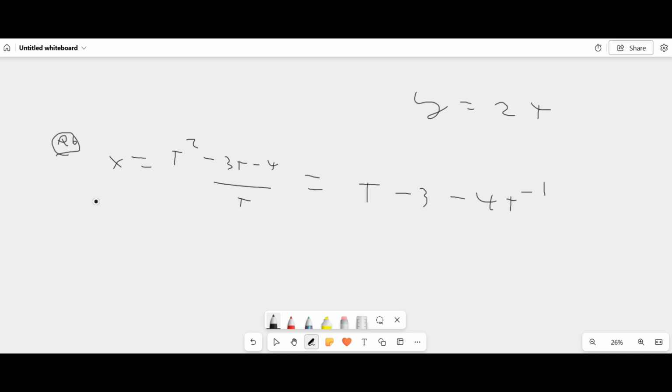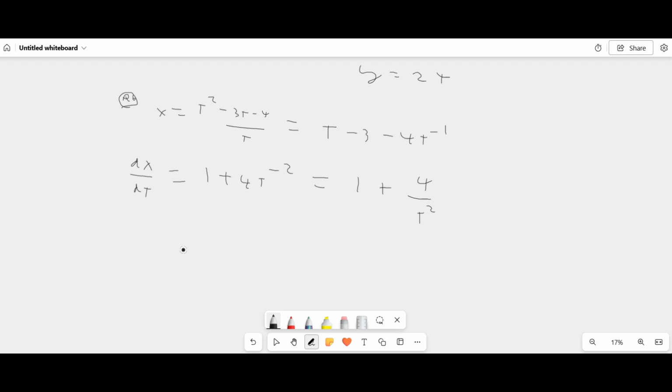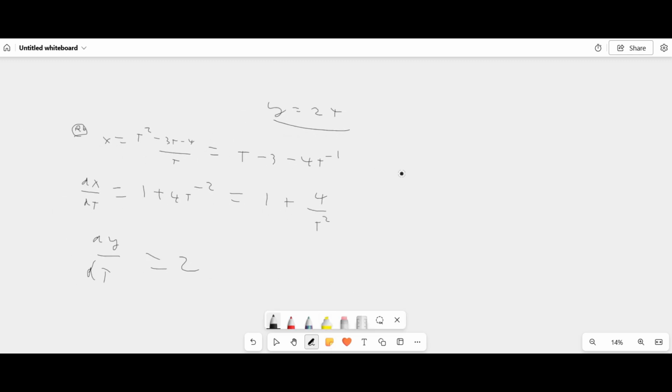So now I just got to differentiate. So dx over dt is going to be: differentiate t, get 1, differentiate -3, get nothing, differentiate that, bring the -1 down, that's going to make positive 4t, and then take away 1 for the power, that's -2. That's the same as 1 plus 4 over t squared, because t to the -2 is 1 over t squared, times 4 is 4 over t squared. Now dy over dt is going to be 2, so just differentiate that, you get 2.